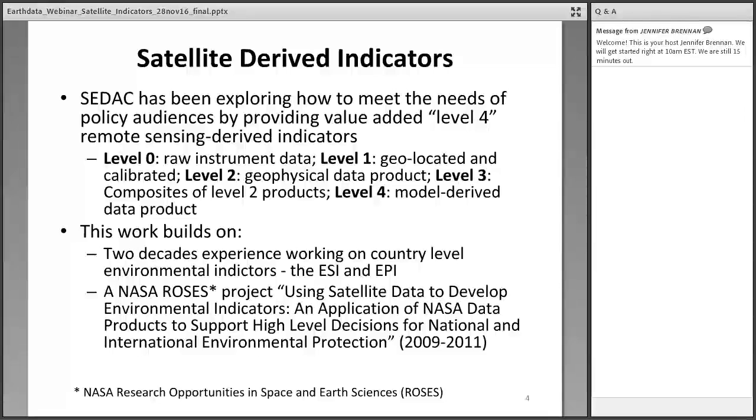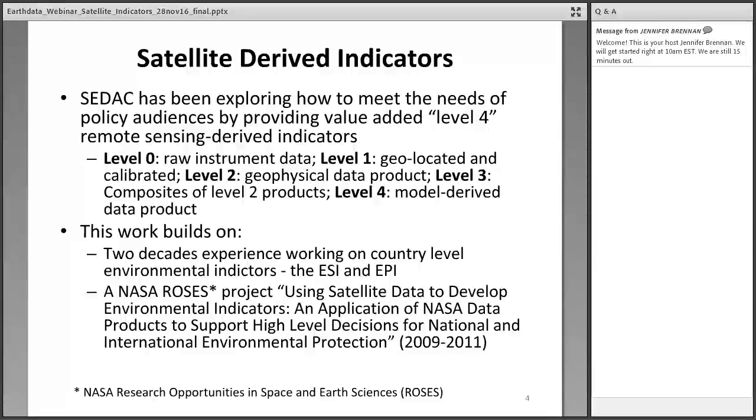to make decisions with. You can think of the NASA hierarchy of data, level 0 being raw instrument data, which are digital numbers, level 1 being geolocated and calibrated data, and level 2 being an actual geophysical data product, like net primary productivity or NDVI. Level 3 are composites of the level 2 products. And finally, level 4 are essentially model-derived data products that can be used in a number of different ways. In this context, we're talking about data products that serve decision-making needs.